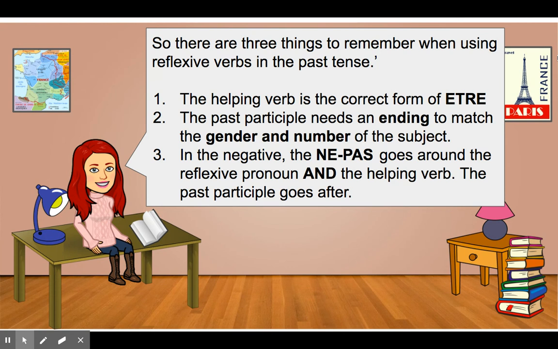Copy these down too, please. I'll read them to you, and then I'll give you some time to copy. And then you can use pause. The helping verb is the correct form of être, so you always have to use être as a helping verb. The past participle needs an ending to match the gender and number of the subject. In the negative, the ne pas goes around the reflexive pronoun and the helping verb, but the past participle goes after. So take a second to copy that down. You might want to press pause.